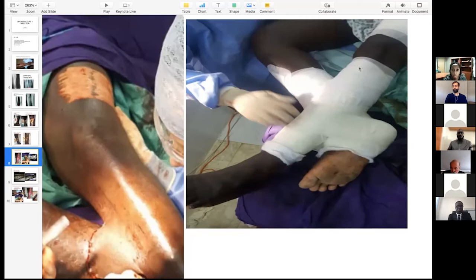So we didn't have to go back and dress it. And when we took it off, there was a bit of slough on the donor side, but otherwise it looked fine, luckily. I have a comment about the flap itself.